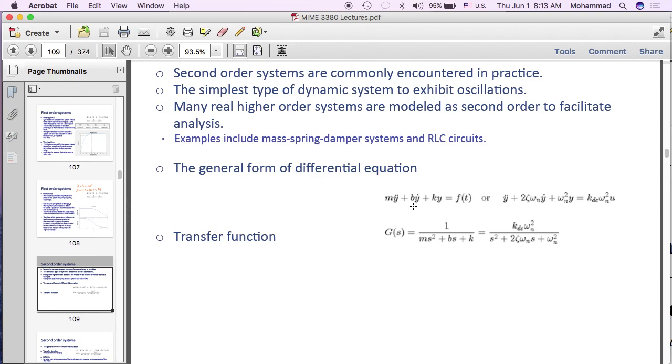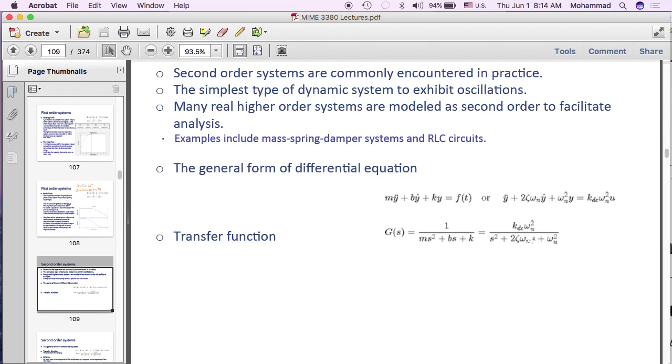What is the standard form of the differential equation? The standard form is when the coefficient of y double dot is 1. So when the coefficient of y double dot is 1, in the case of mass spring damper, you will get 2 zeta omega n as the coefficient of y dot and omega n squared as the coefficient of y. And what is multiplied by f of t would be K dc times omega n squared. And either from the differential equation or from the transfer function that follows from the differential equation, you can calculate the DC value of the response.